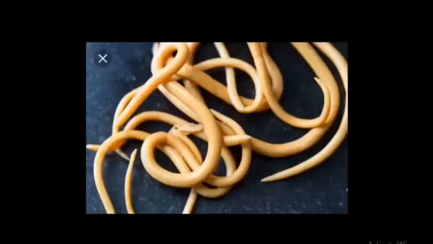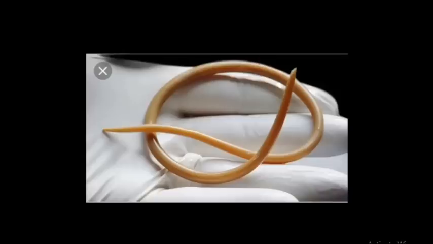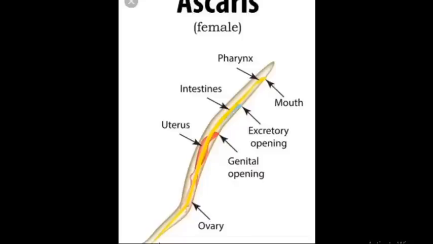You can see the picture here. You can see it. So this is what it looks like as well, and this is a picture of it as well. So we can see this part here as the anus. We have this part here as the ovary, the uterus. We have the genital opening around here.